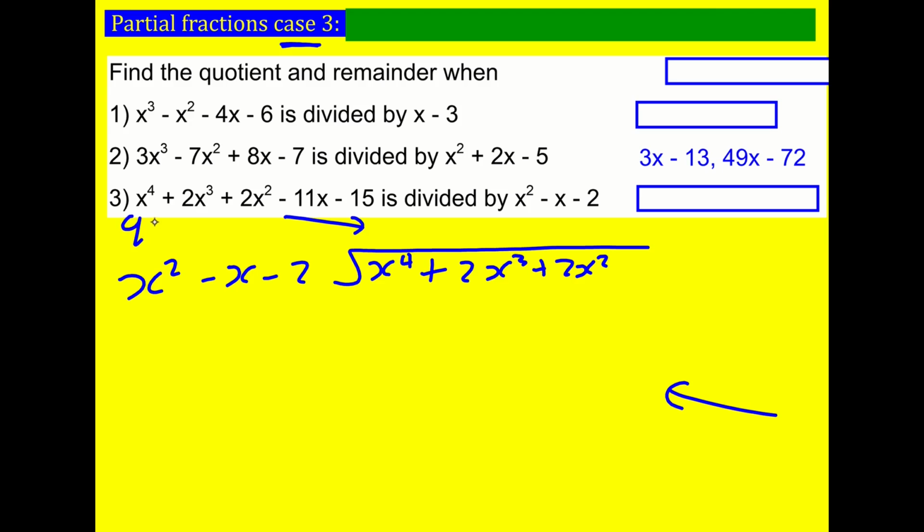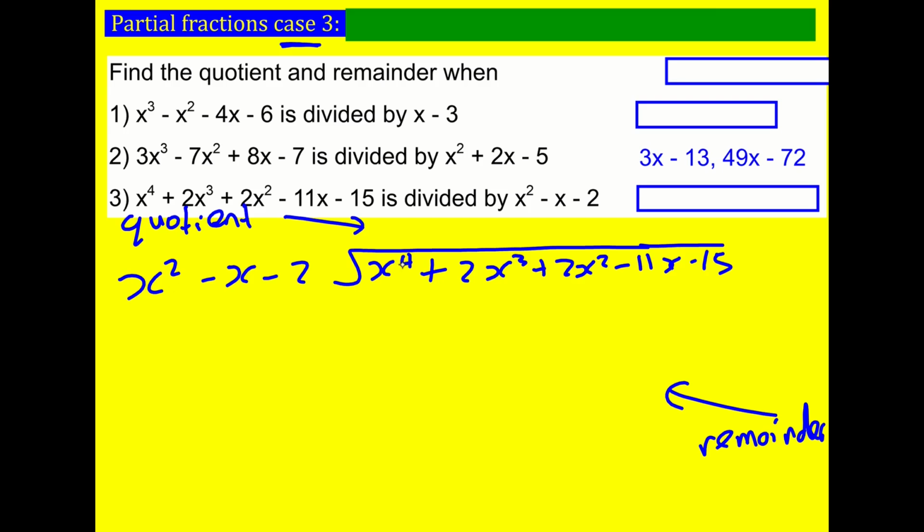I'm sure you would have seen these before, but the quotient is up here, and the remainder is what is left over. I'm just going to write those down. 2x squared minus 11x minus 15. What about you? I really just enjoy doing a bit of polynomial division here and there.